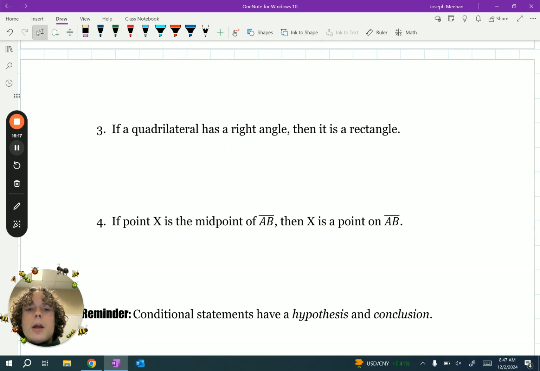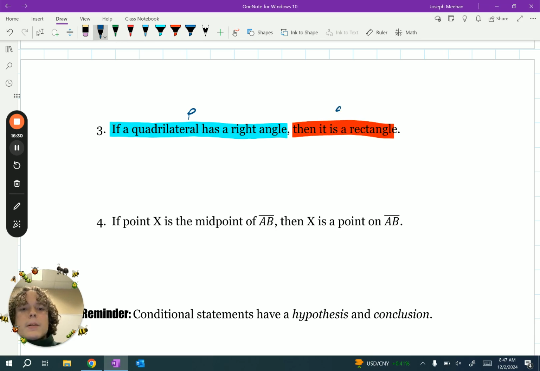Let's look at number 3. It says if a quadrilateral has a right angle, then it is a rectangle. So if a quadrilateral has a right angle, that's the P. Then it is a rectangle, that's the Q. Remember, the hypothesis is true in these scenarios. So if a quadrilateral has a right angle, let's try to draw a quadrilateral. What is a quadrilateral? It's just a four-sided shape, all right? So I'm saying that's a right angle right there.